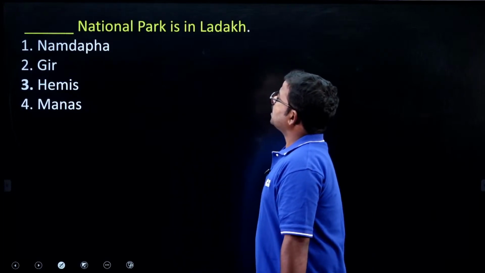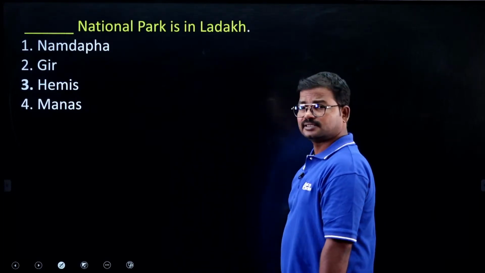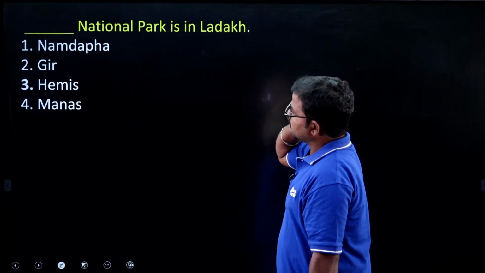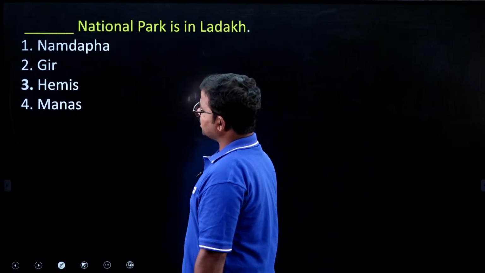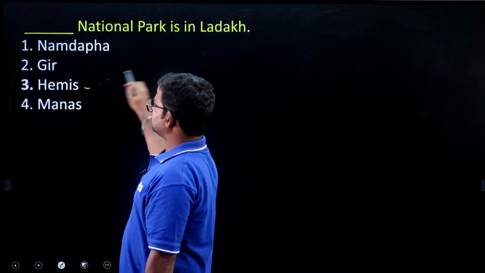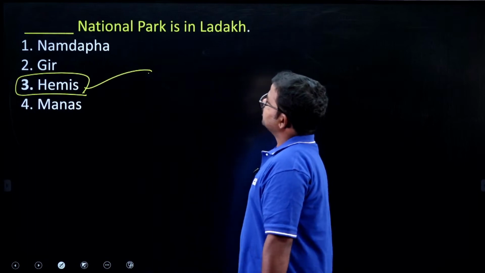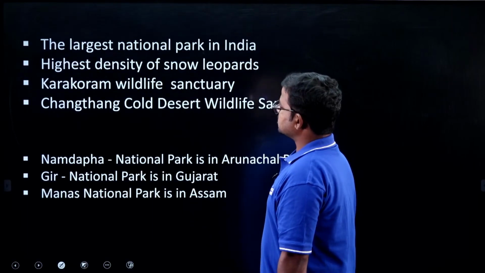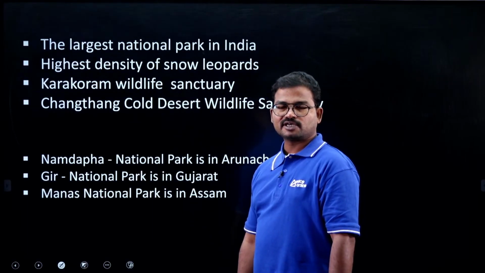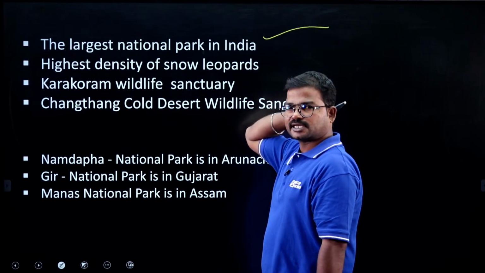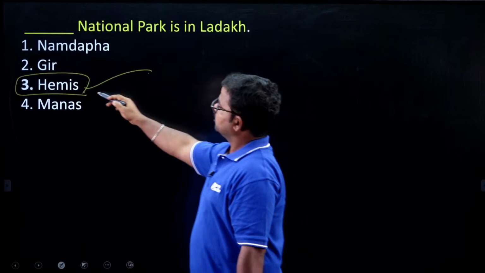Dash National Park is in Ladakh. Which national park exists in Ladakh? Here they mention different options. The correct option is Hemis. So Hemis National Park exists there. Here are some interesting concepts about Hemis National Park. It is the largest national park in India, so you have to remember Hemis.